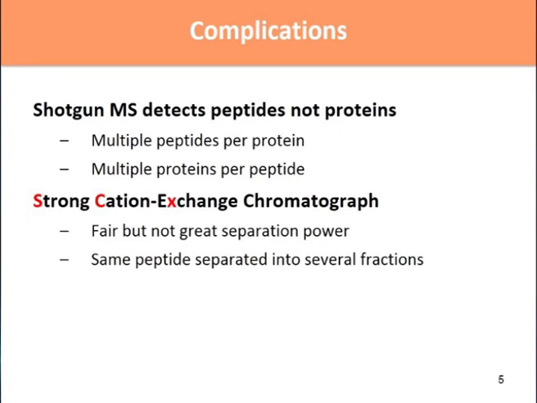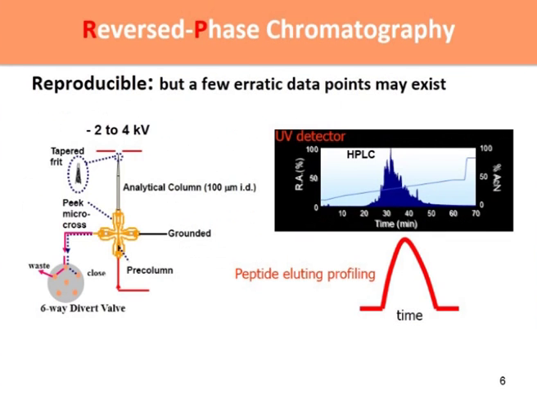Strong cation exchange chromatography has good but not great separation power. Also, the same peptide species could be found in different fractions. So if you're doing a fractionation, that same peptide could be in several places, and you have to deal with quantifying that.